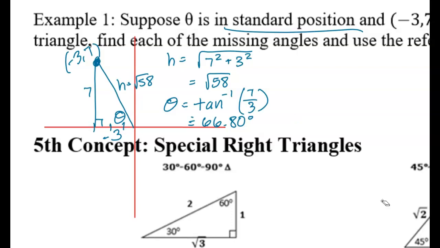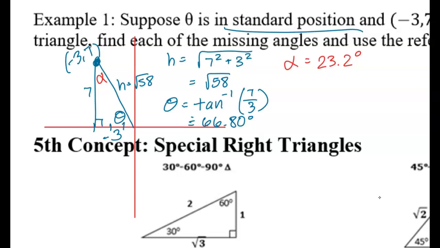And then to find this other missing angle, which we'll call alpha, just like before, we know a triangle adds up to 180, so you would do 180 minus 66.80 minus 90, and you end up with 23 degrees.